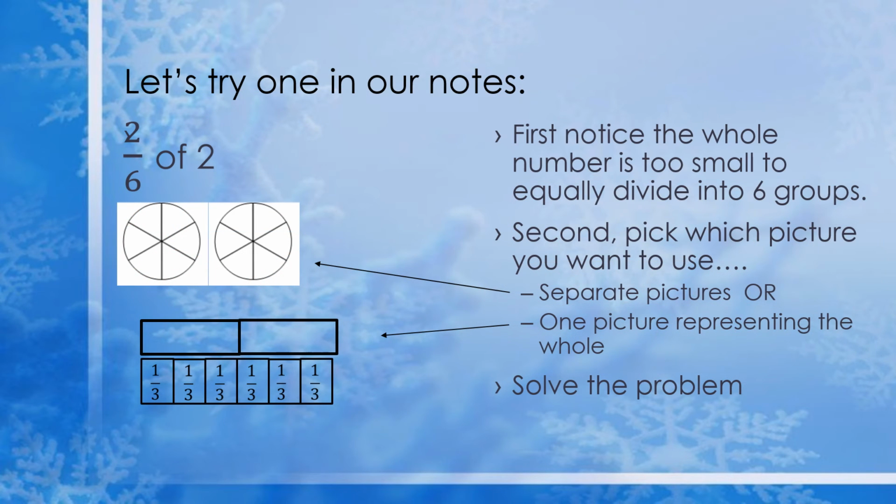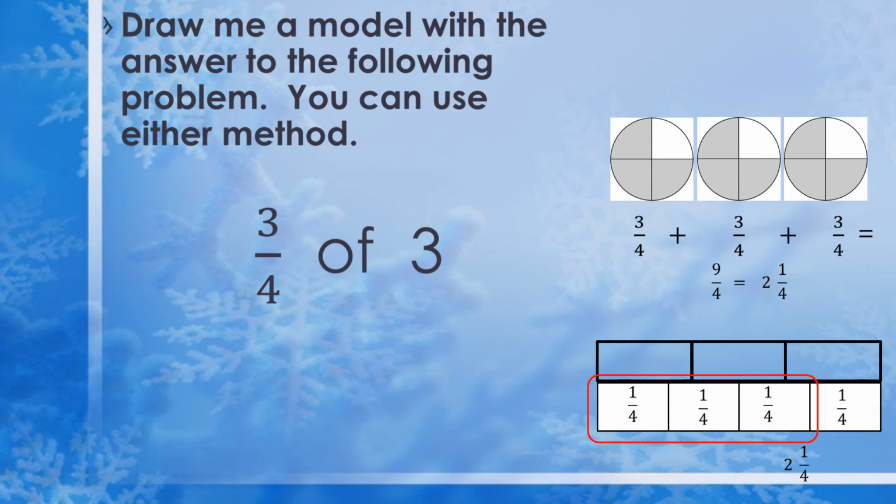So in your notes, you had this picture. Let's try one of the notes. So 2/6 of 2. So I shade in 2/6 of both pictures. 2/6 plus 2/6 gives me 4/6. And 4/6 simplifies into 2/3. On the bottom, I need to shade 2 of the 6. I got 1, 2, 3, 4, 5, 6. I shade 2 of them. So 1/3 plus 1/3 equals 2/3. All right? Pretty simple.